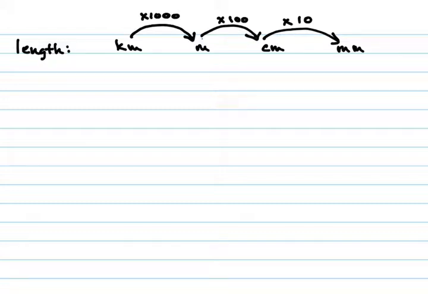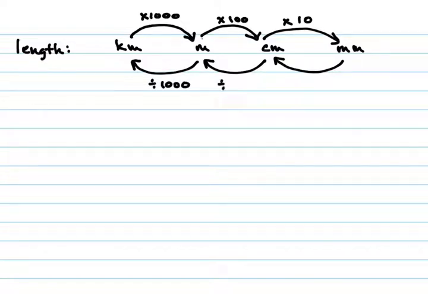Now, that's if you're going from larger units to smaller units. You'll use those numbers as multipliers. And we're going to use the same exact factors as we go the other direction. But this time, instead of multiply, I'm going to divide. So divide by 1,000, divide by 100, divide by 10.